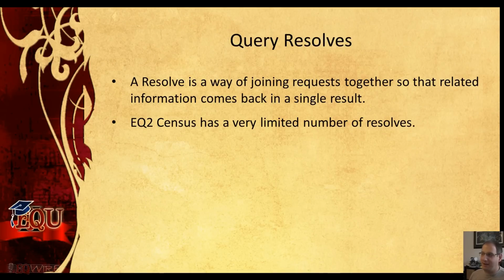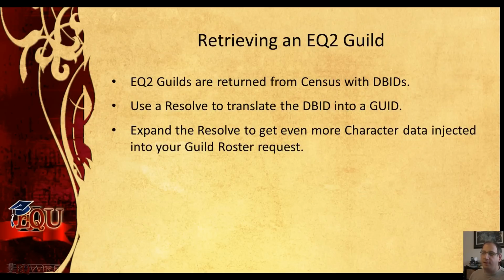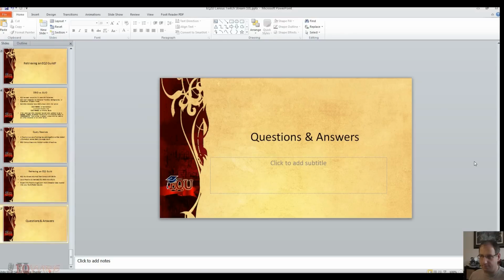So what we have to do is use what's called a resolve to join characters together with guilds and get me the roster for that guild. So EQ2 guilds are returned from Census with DBIDs, and we use a resolve to translate the DBID into a GUID. And then we will continue to expand the resolve to get even more character data returned.